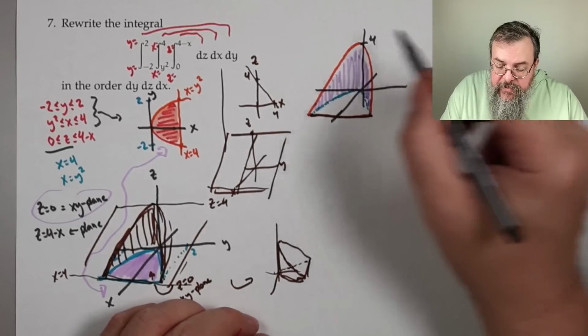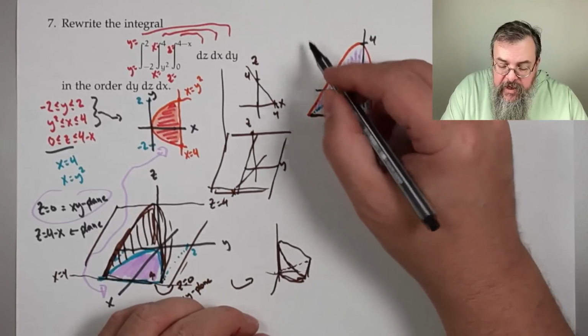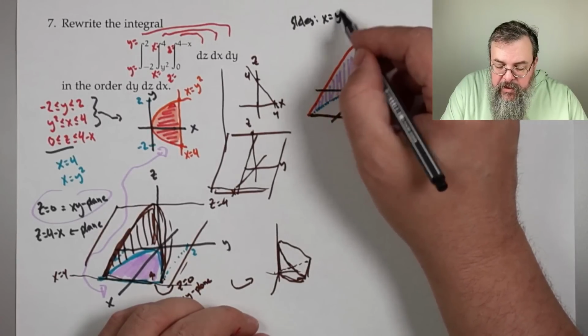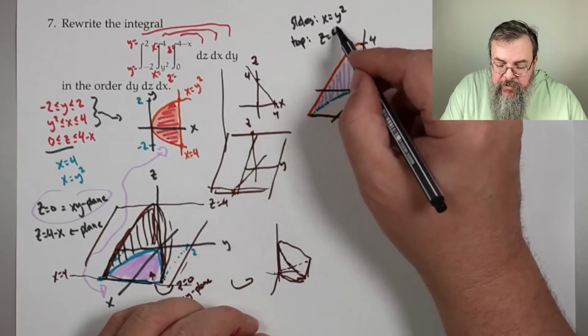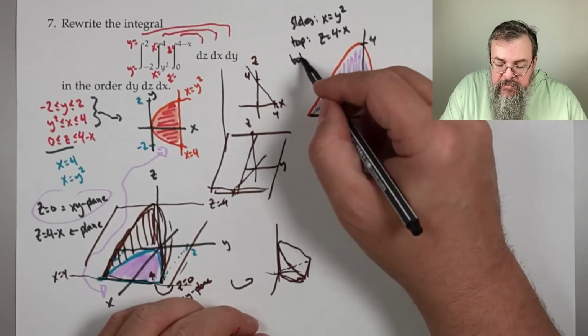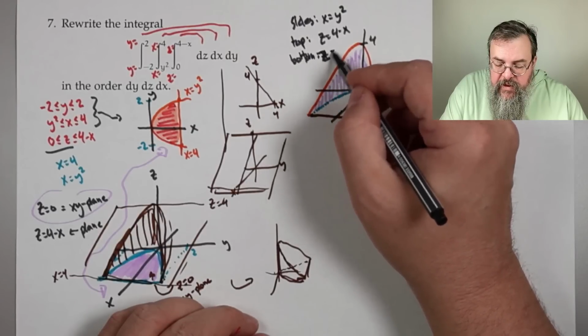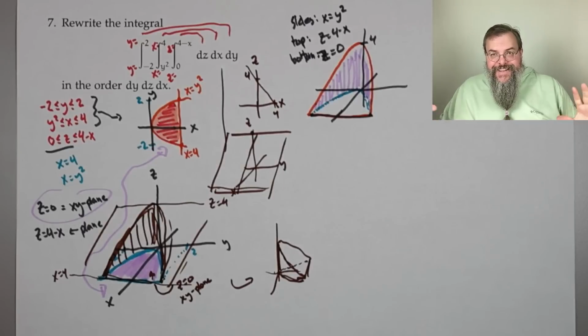Okay, so our 3 surfaces are as follows. We have the sides, x equals y squared. The top, z equals 4 minus x. The bottom is, sorry, not x, it's z. Z equals 0. All right. Okay.